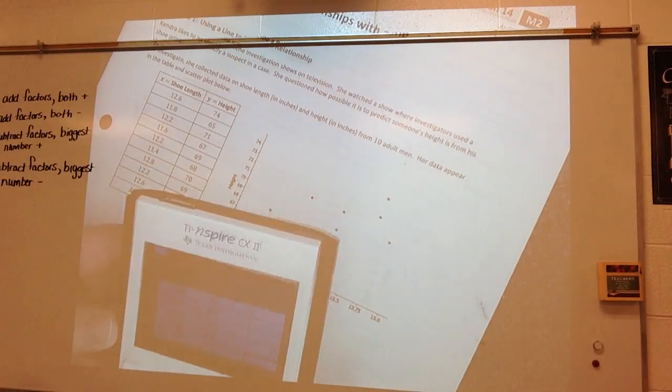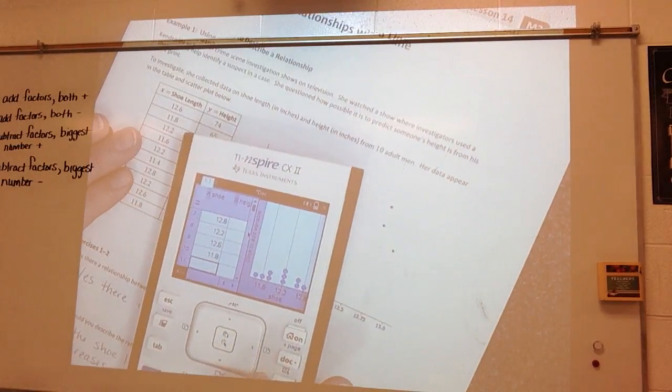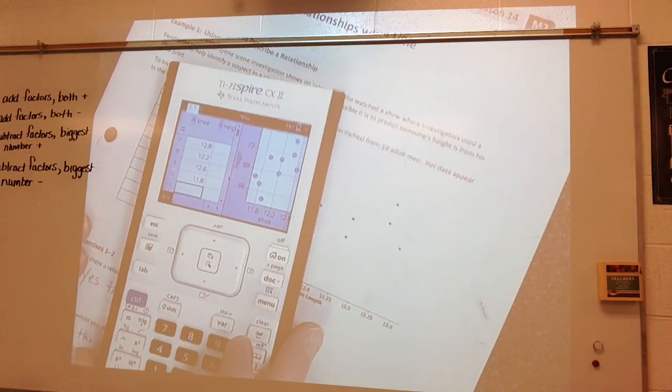Alright, so here's what I'm going to do. I am now going to graph my data. I'm going to do a quick graph of my data. That's my shoe. Here's the quick graph of my data. This is what my data looks like.